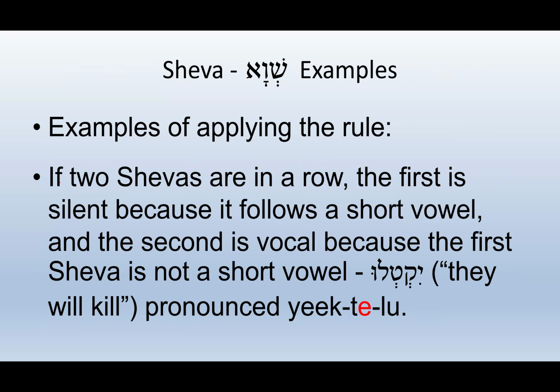Okay, examples of applying the rule. If two Shvas are in a row, the first is silent because it follows a short vowel. Here we have an example. Here's two Shvas, and hirik is a short vowel. So the first Shva is silent. The second Shva, is it following a short vowel? No, a Shva is not a vowel. So the second one is vocal. So it's yik-talu. Yik-talu is how you would pronounce that. Yik, and it's silent Shva. Talu is the vocal Shva. Yik-talu.